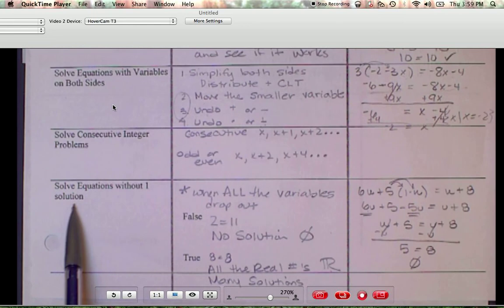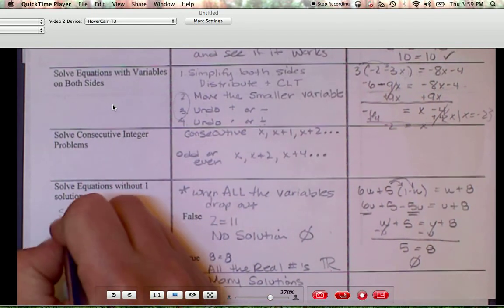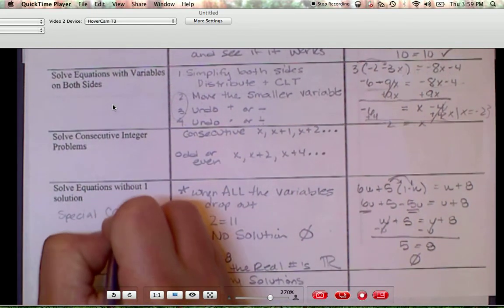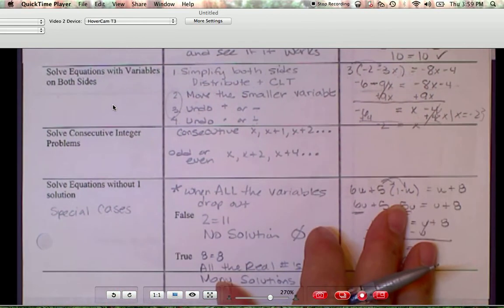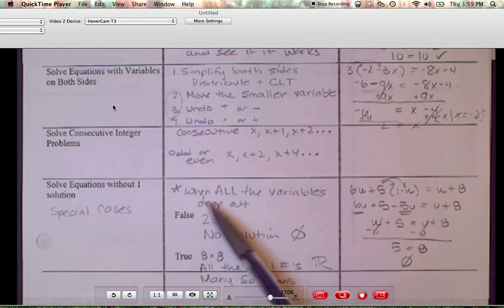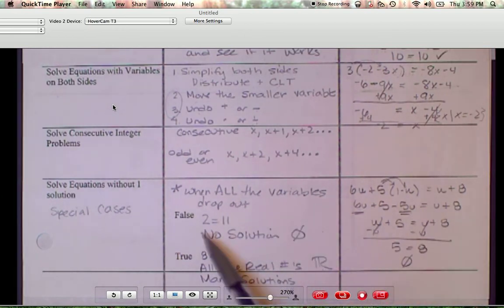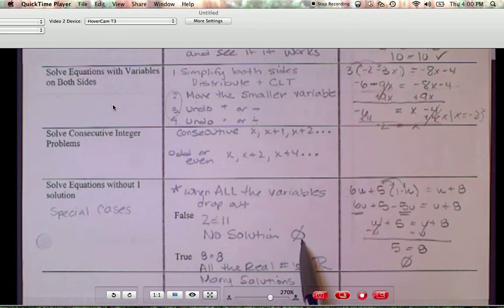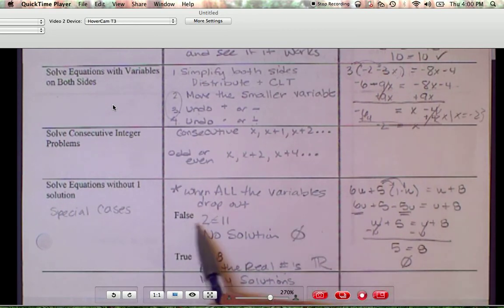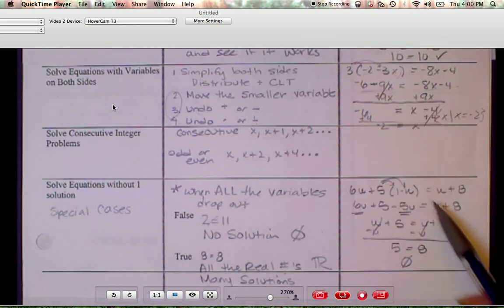Solve equations without one solution, or special solutions, special cases, whatever you want to put there. So I wrote, put a star, when all the variables drop out. Either you get something like this, 2 equals 11, which is false, and you write no solution or the empty set, or 8 equals 8, which is true, so we get all the real numbers, or you use the real number symbol. You don't actually have to say false or true. You can just think that in your mind, which would lead you to these correct answers here. And then go ahead and fill in this equation.